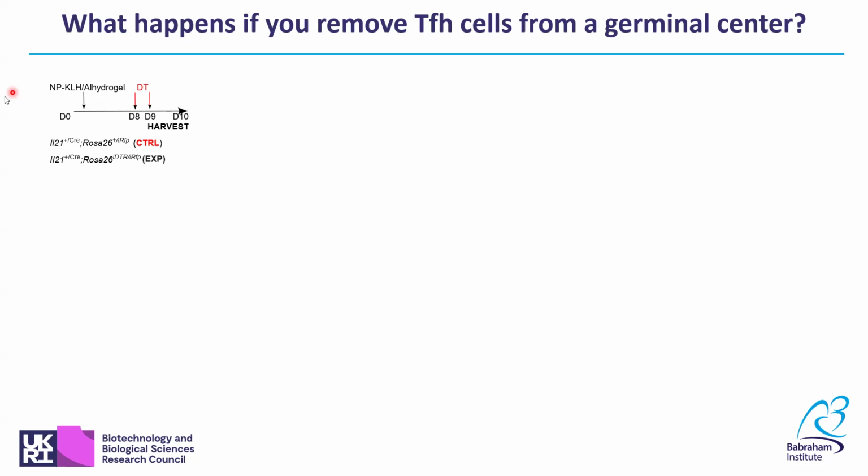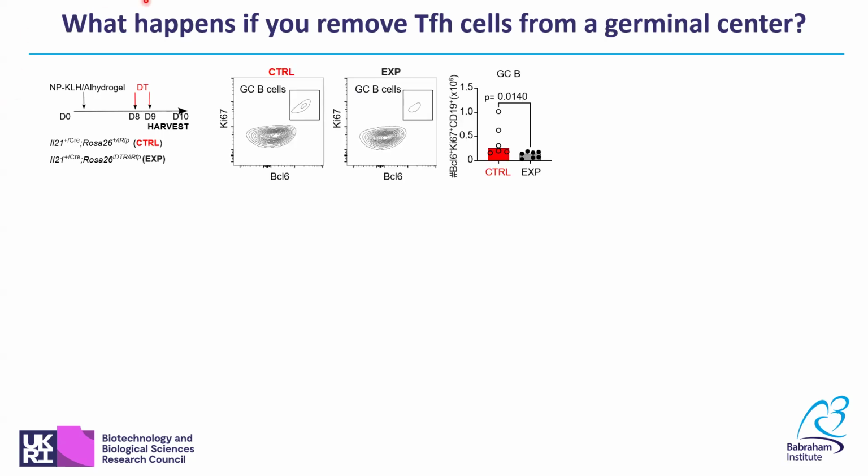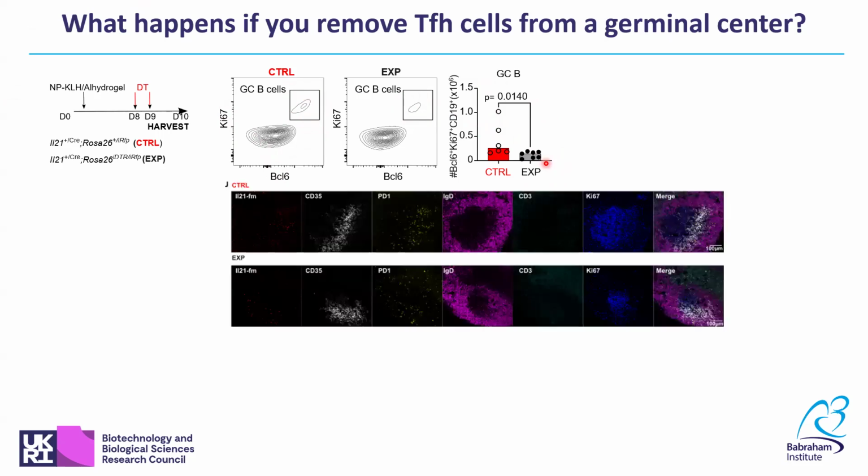structure on day 10. And so here we're looking at the germinal center B cells, which are marked by Ki67 and BCL6 expression. And you can see we've got a nice population in our control mice that don't express diphtheria toxin receptor, but it's diminished in our experimental mice, and that's shown here. But what you can see is that the B cells aren't completely gone. There are still quite a few there, so it's not an absolute reduction.